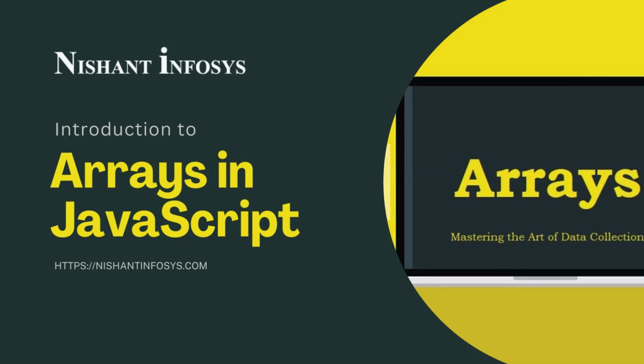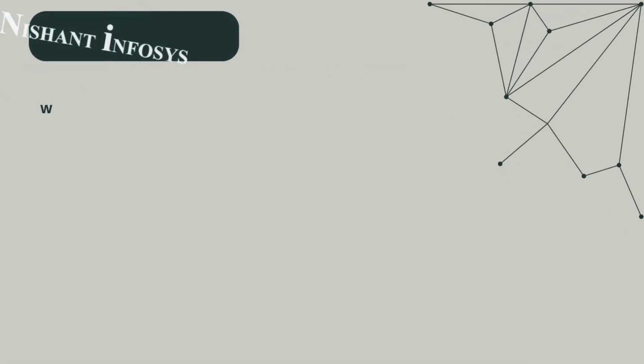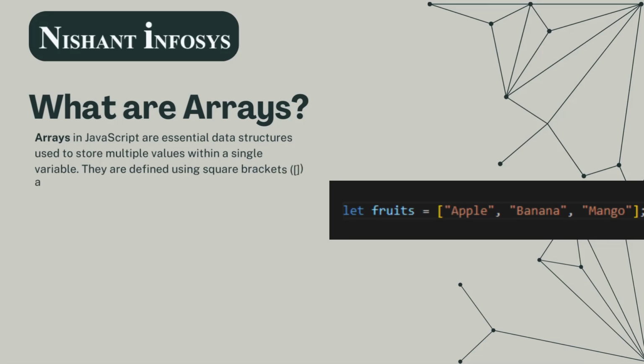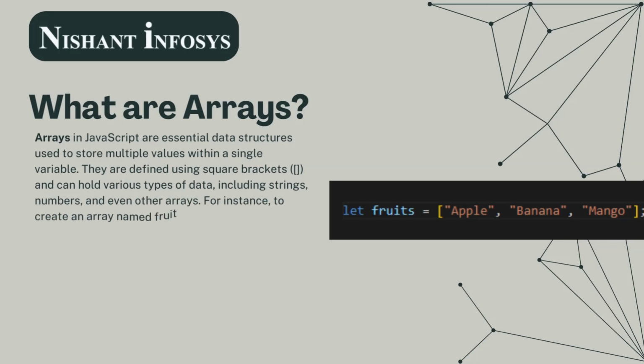In this session, we will be looking at arrays in JavaScript. Let us understand what arrays mean. Arrays in JavaScript are essential data structures used to store multiple values within a single variable. They are defined using square brackets and can hold various types of data, including strings, numbers, and even other arrays.